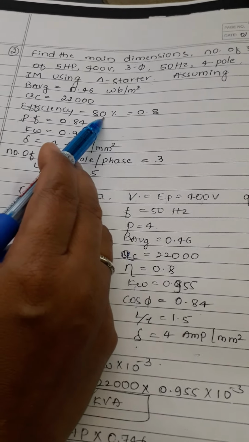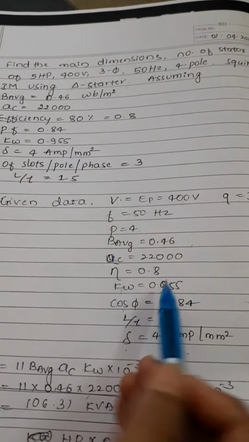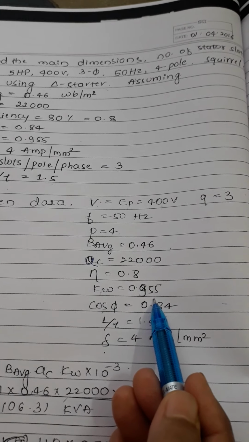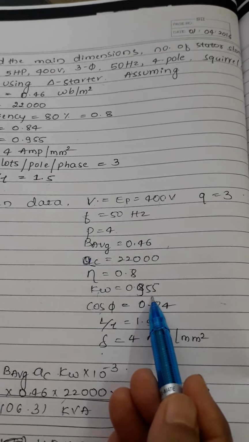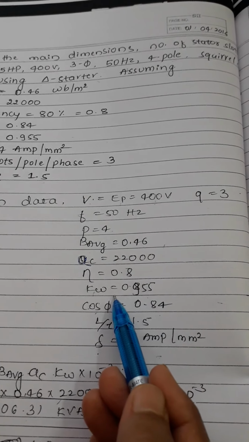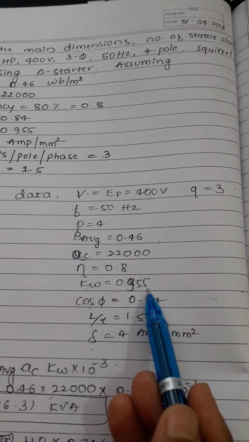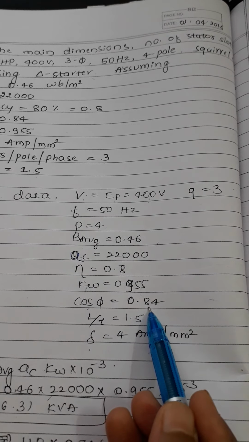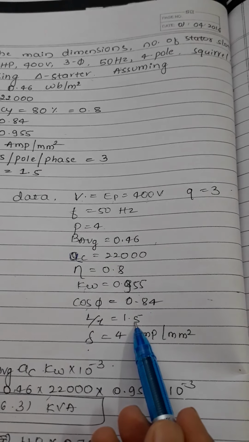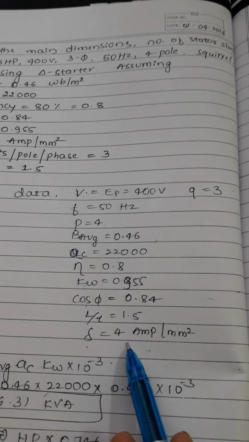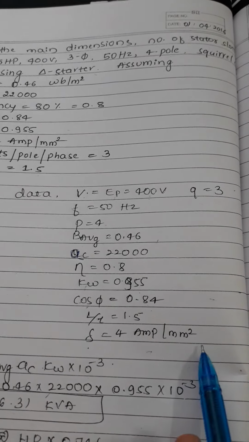Efficiency is 80%, that is nothing but 80 divided by 100 is 0.8. Winding factor 0.955. See here, if winding factor is given, okay, otherwise you have to assume 0.955. Always you take this value if it is not given. Cos phi 0.84, L by tau given 1.5 and delta is nothing but 4 ampere per mm square.